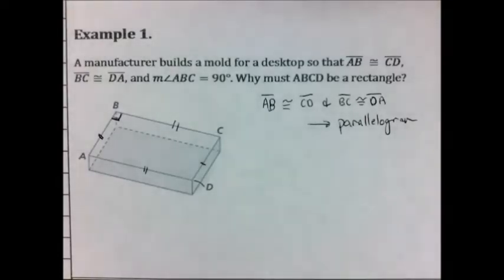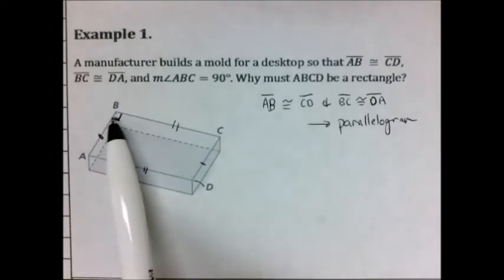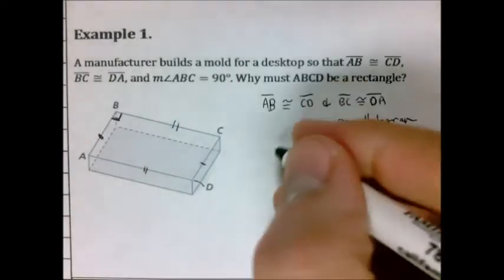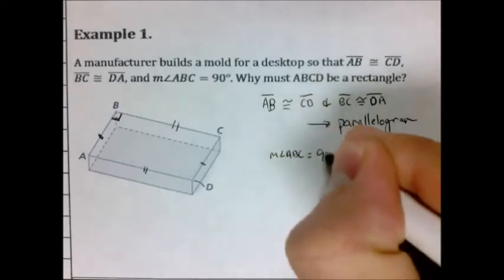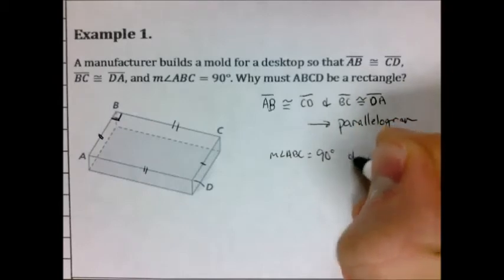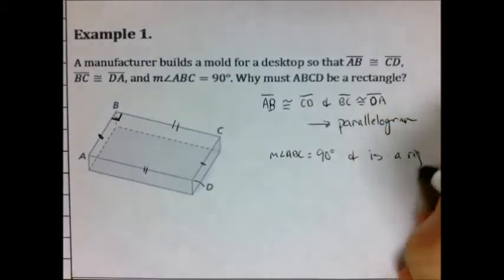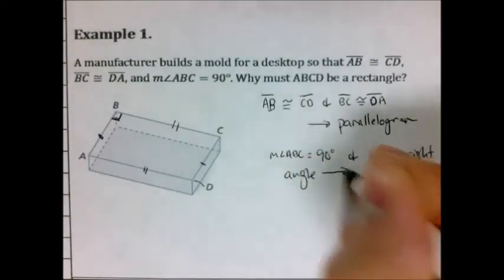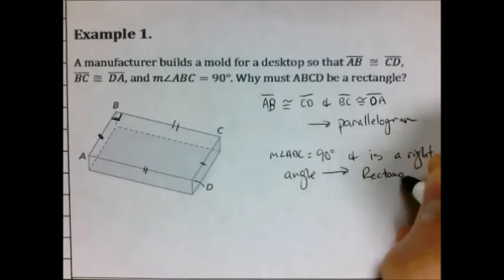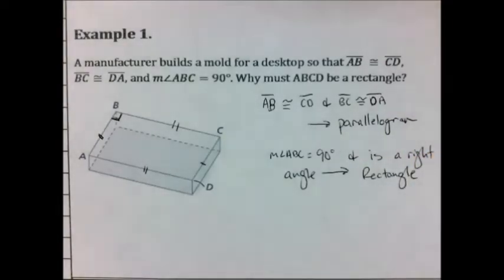Because if we look back up at those theorems, the very first one says that if one angle of a parallelogram is a right angle, there's your right angle, then you have a rectangle. So because the measure of angle ABC is equal to 90 degrees and is a right angle, that makes it a rectangle. That's the part that identifies it as a special parallelogram.